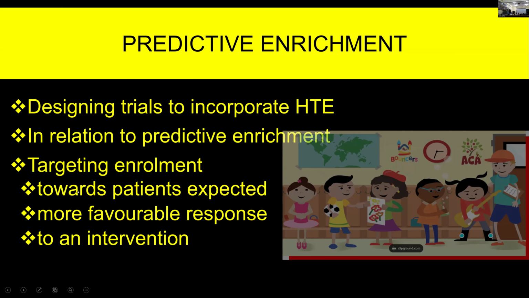So we need to enrich the trial to those who are more likely to respond to an intervention. So that's the whole enrichment. We want to make sure we enroll only people who are more likely to benefit from the treatment. That is the enrichment strategy. So that's an adaptive design where you try to take more people who are likely to benefit from your trial. That's called predictive enrichment.